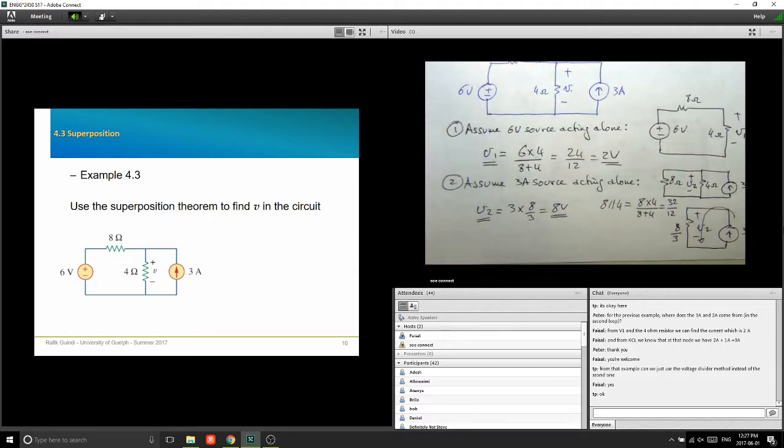Okay. So I found the value of that voltage that we're looking for due to the 6-volt source acting alone and due to the 3-amp source acting alone. Superposition principle says that's the last step. Using superposition, V that we're looking for is equal to V1 plus V2. That's 10 volts.